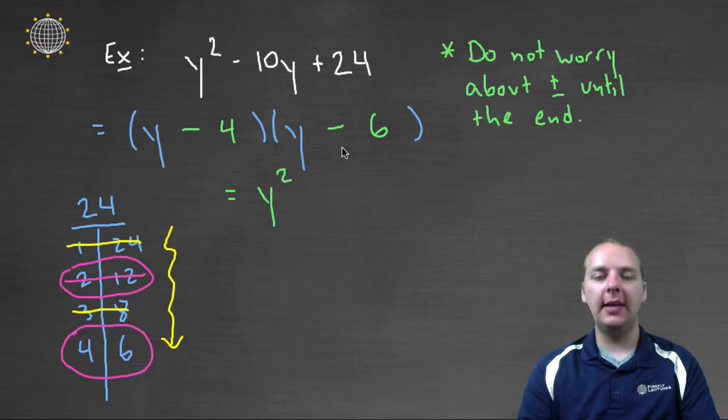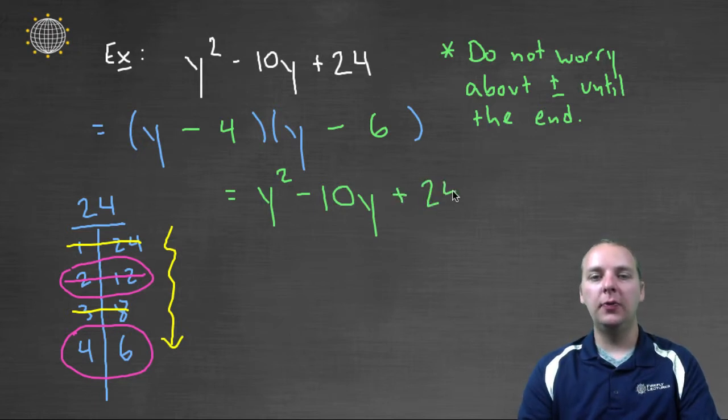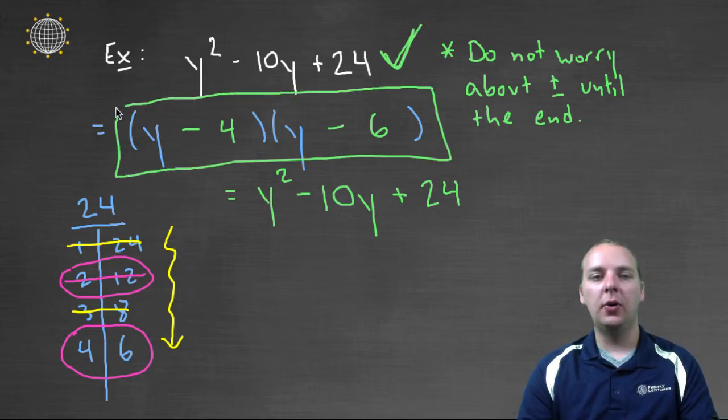Negative 6y, the outer, and negative 4y, the inner, would give negative 10y. And then negative 4 times negative 6 for the last would be plus 24. And so yes, we did get the polynomial that we wanted. So this is the factored form of that polynomial, and I did it relatively quickly using trial and error.